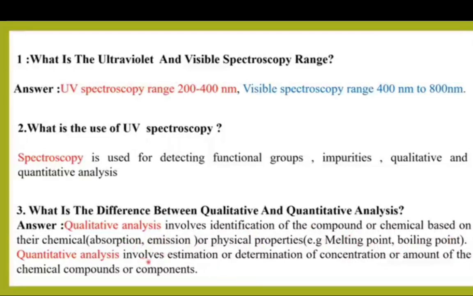So coming to quantitative analysis, as the name indicates, it is about quantity: determination of the concentration or amount of the chemical compound or the components. So in qualitative analysis, the compounds are identified based on their chemical or physical properties. In quantitative analysis, it is the estimation of the concentration or amount of a chemical compound. So this is about that. Let us move on to the next slide.